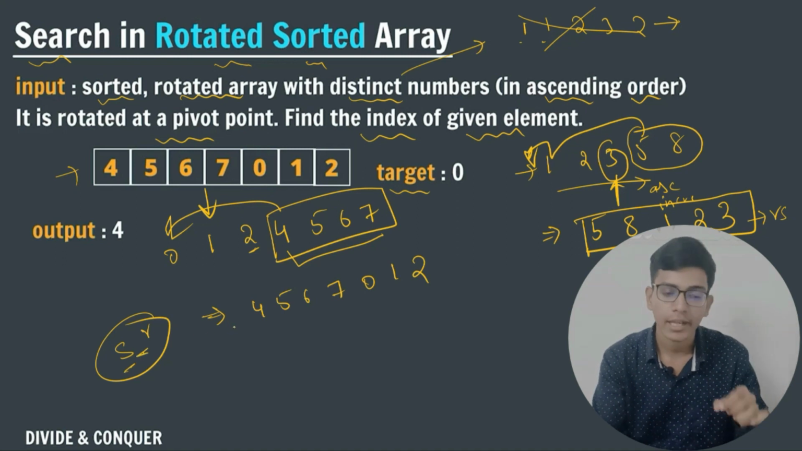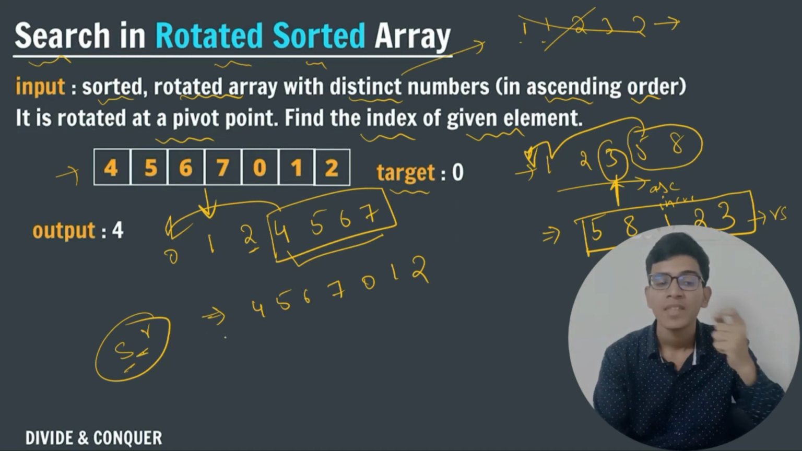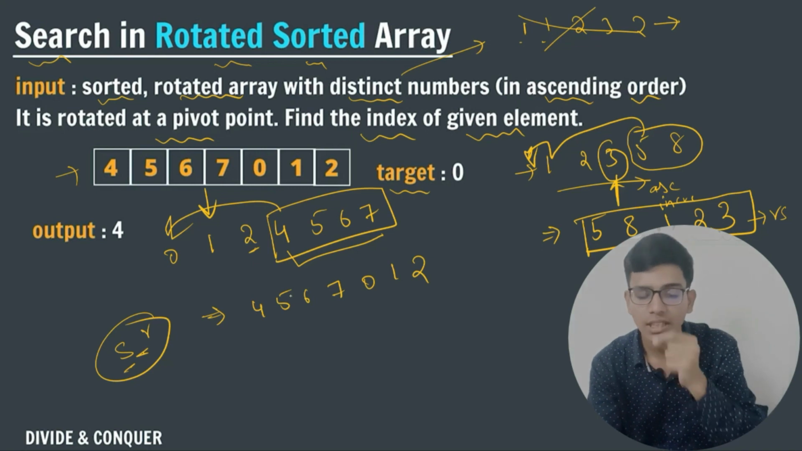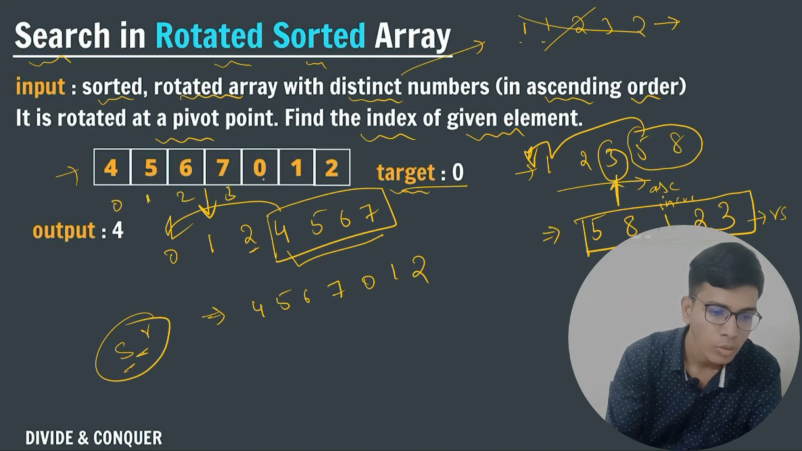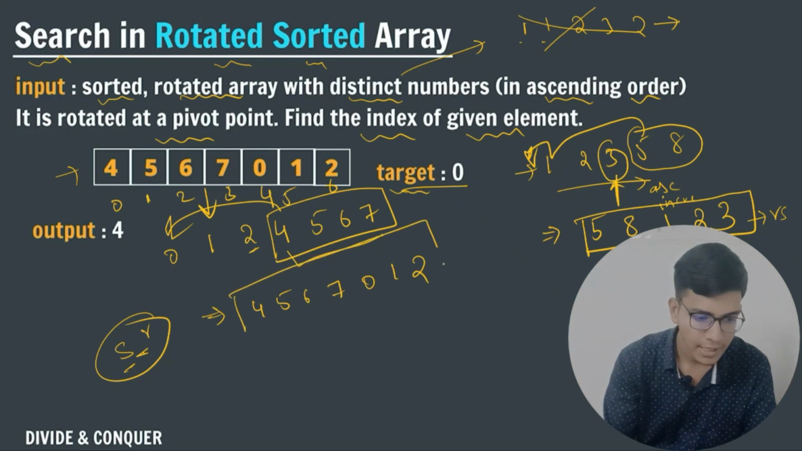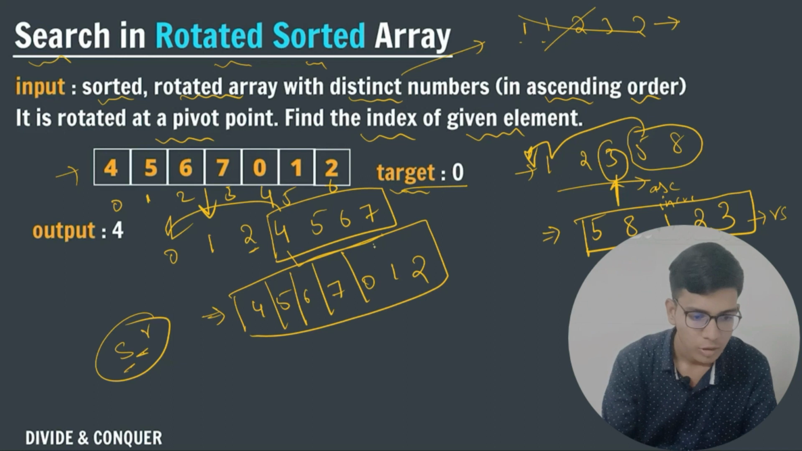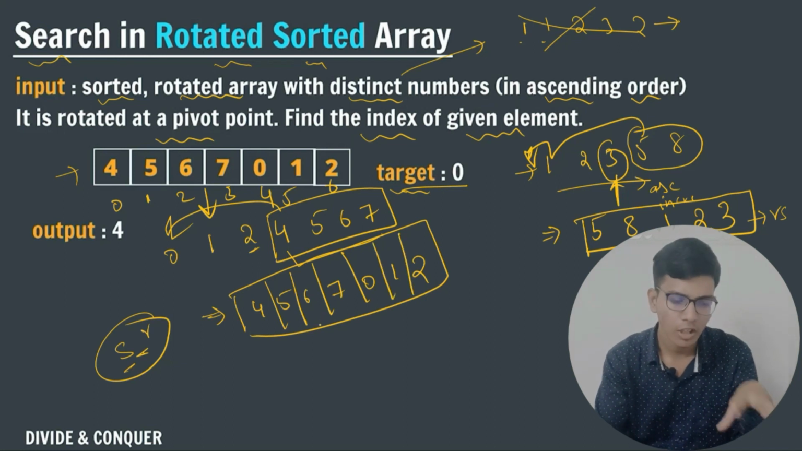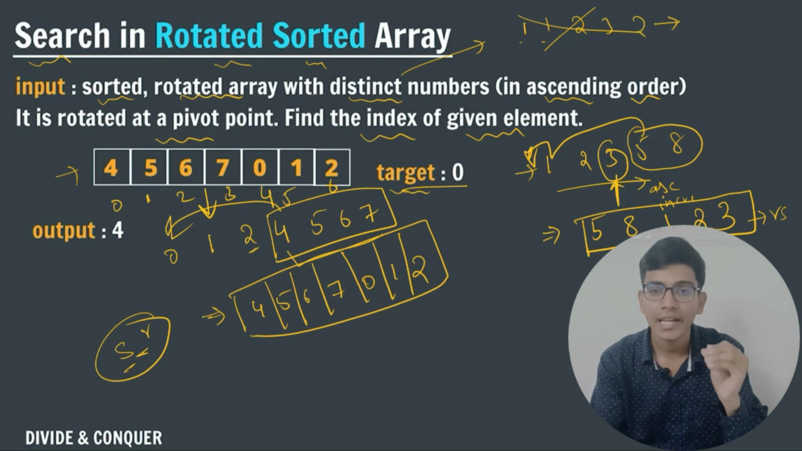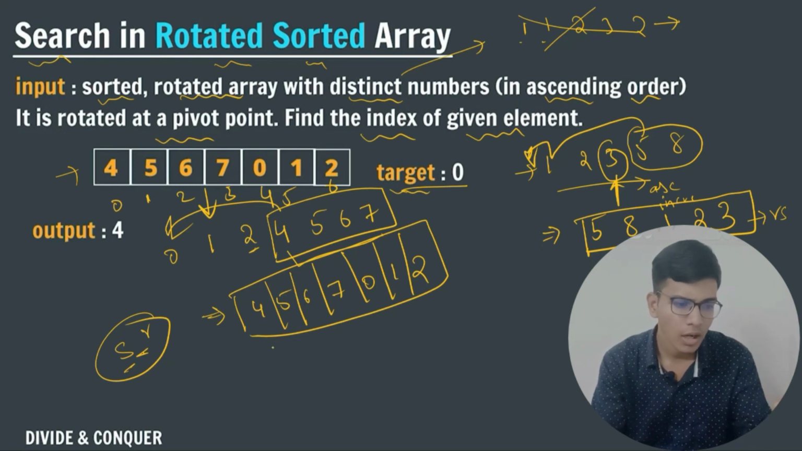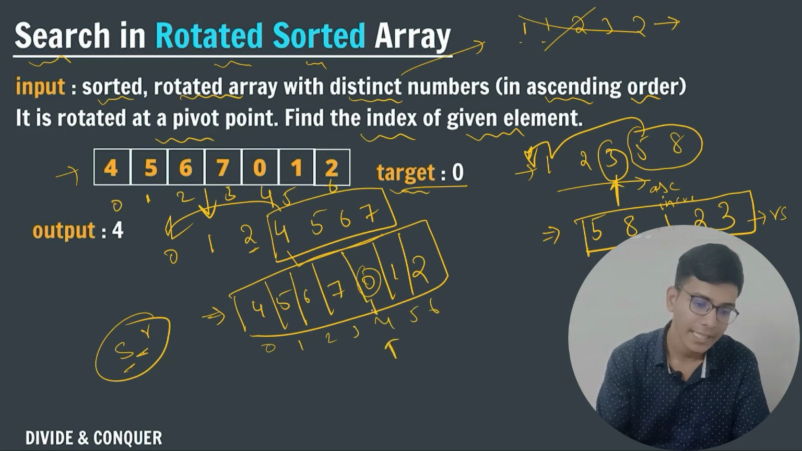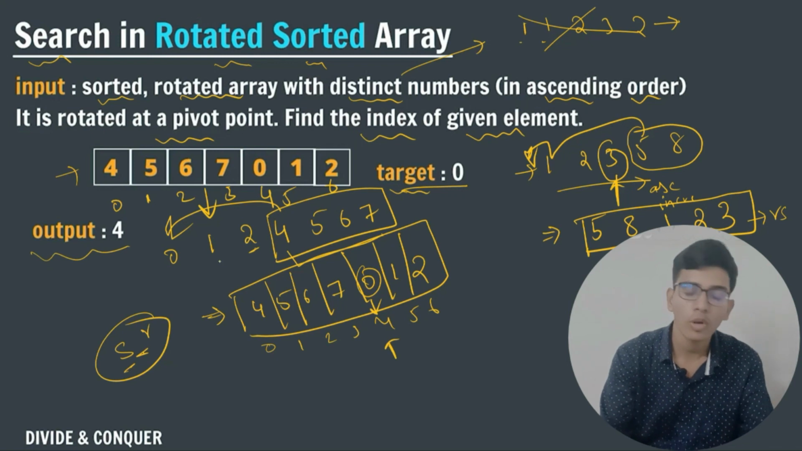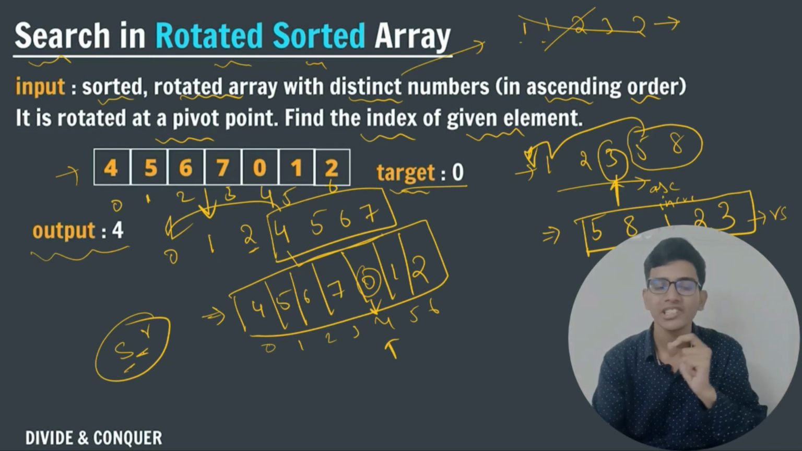This is the given sorted and rotated array and we need to find the index of the target. Here the target is 0. The indexes are 0 1 2 3 4 5 6. So the index of my target 0 is 4, and I need to return 4 as my output to the user. So this is the basic concept of the question.